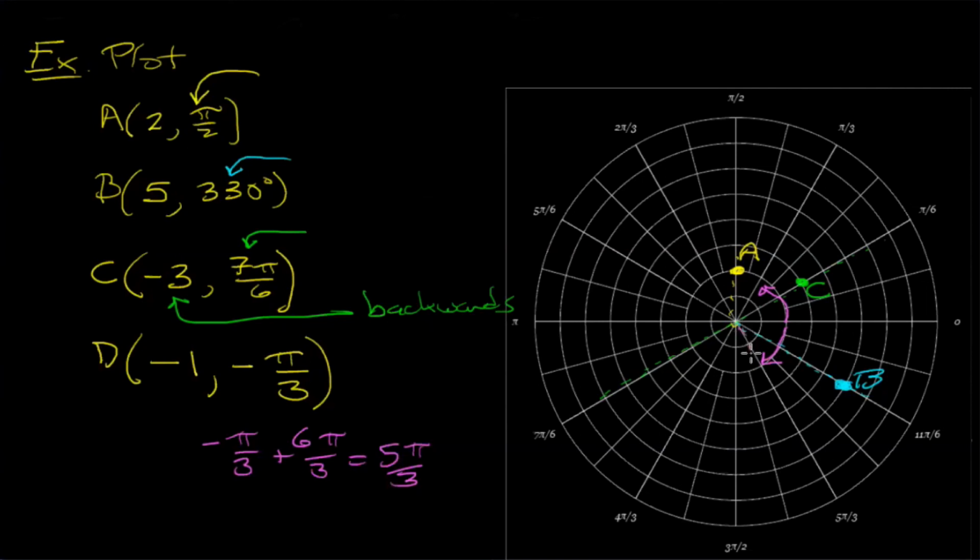So I'm actually pointing this way. Then I have to look at the direction that I move. And instead of going forwards, I'm going to go backwards. So I'm going to move the opposite direction. So then in this case, point D ends up being here.